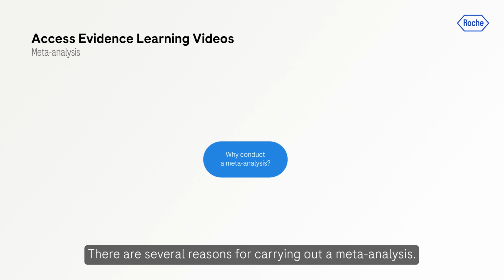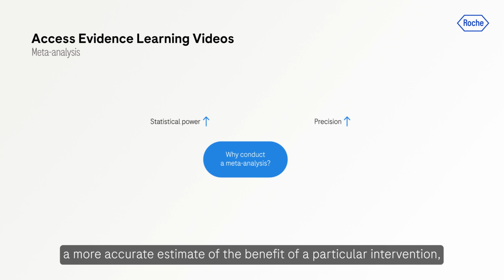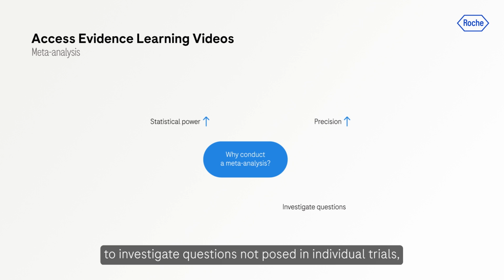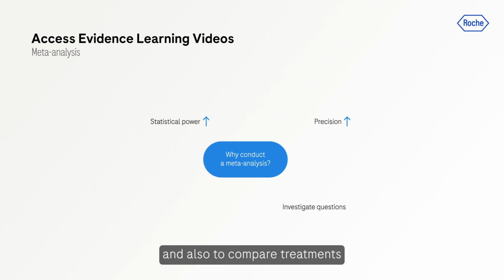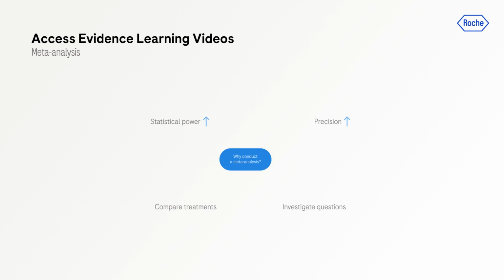There are several reasons for carrying out a meta-analysis. For example, to increase statistical power, which means the chance of detecting a statistically significant effect, if it exists, to improve precision, which leads to a more accurate estimate of the benefit of a particular intervention, to investigate questions not posed in individual trials, and also to compare treatments where no head-to-head trial data are available.